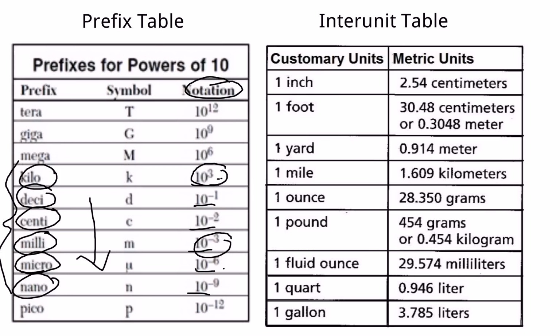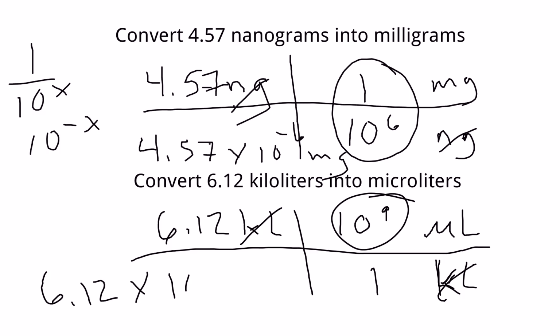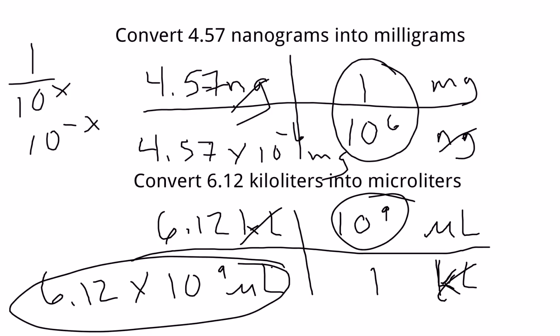And if I jump again to micro, that's another 10 to the 3 jumps. So 10 to the 6 and another 10 to the 3 is a total of 10 to the 9th. So there's 10 to the 9th microliters in every 1 kiloliter. The large number's on top, so we're going to get a large answer. The answer would be 6.12 times 10 to the 9th microliters. Just like that. Alright?